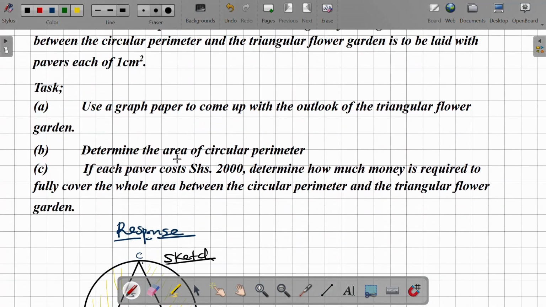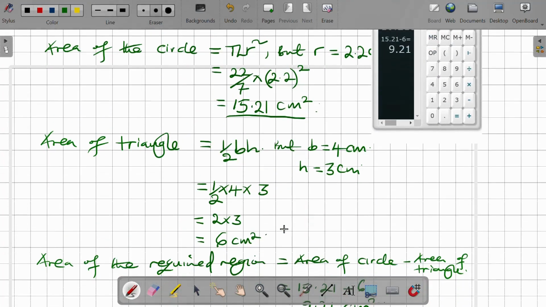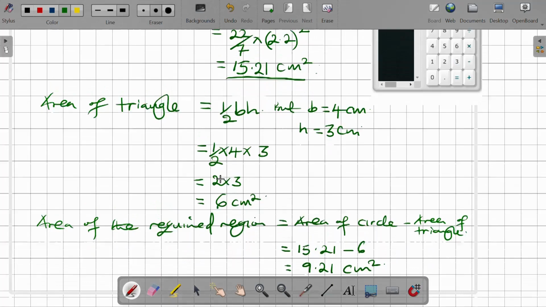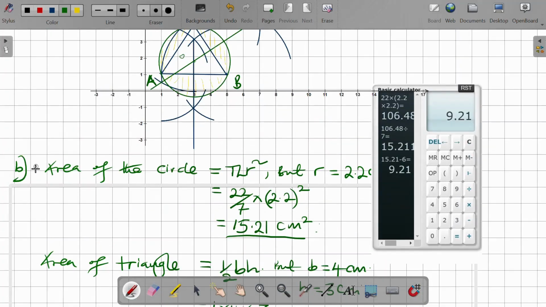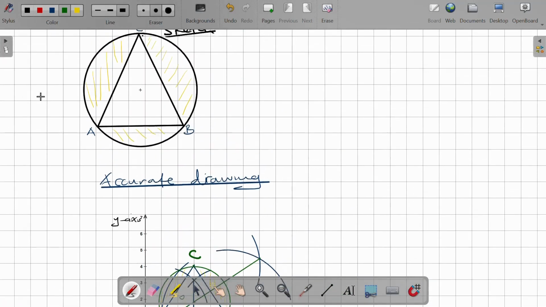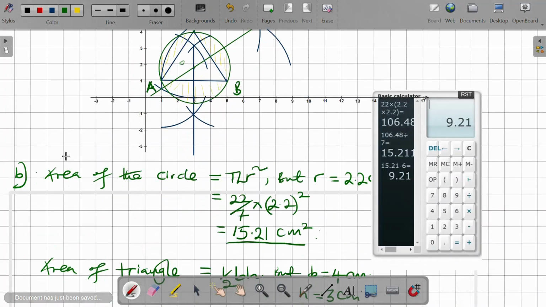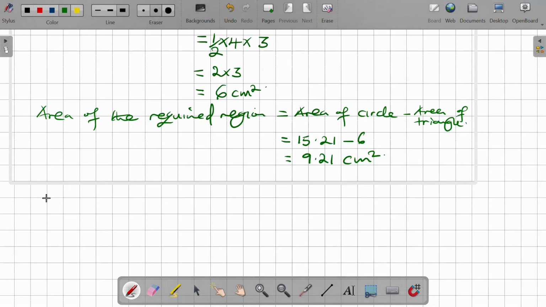And in the question, they're asking to determine the area of the circular perimeter. We determined that one, and then we are now determining the cost. So the area of the circular perimeter is here. This is our part B, and this means this is our part A. So part C.